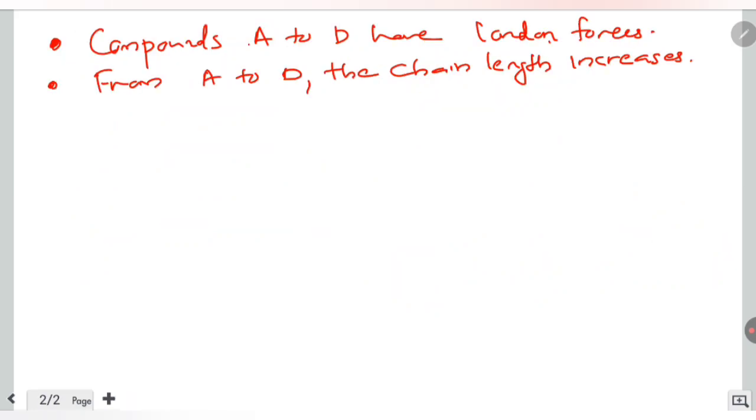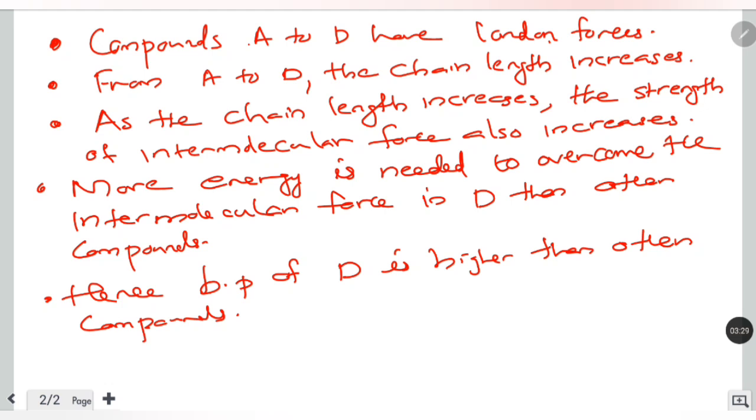Okay, so this is the way that we are supposed to answer the question. You talk about the intermolecular force. Since the intermolecular forces are the same, you talk about the difference, and then how do you relate it with the strength? So as chain length increases, strength of intermolecular force increases. Then we talk about energy, and then we conclude. So this is the way you explain if you see that there is a difference in the chain length.